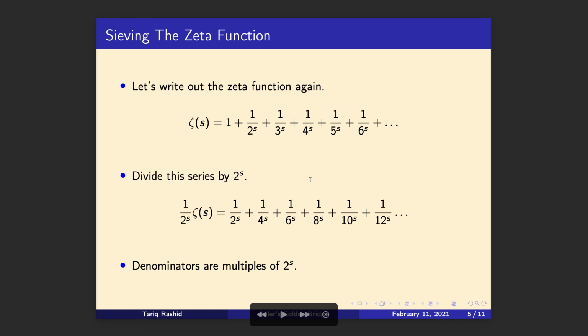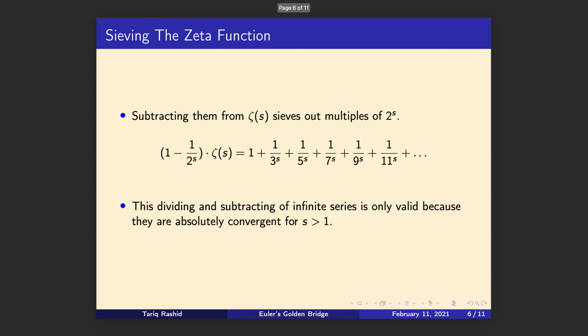So let's do that subtraction. We've now got the original series minus 1 over 2 to the s of the series, and you can see we've removed all those terms that were multiples of 1 over 2 to the s. In effect, we've removed all those things that had even numbers in, as we've sieved them out. So that leaves the odd numbers here. That's nice and easy to see.